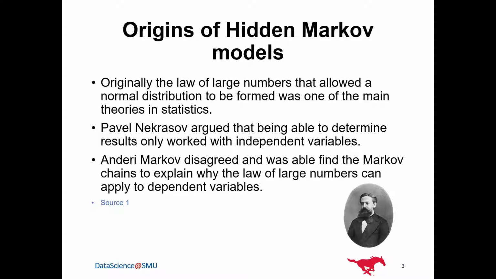So the origins of the hidden Markov model. Originally, the law of large numbers, which allowed a normal distribution to be formed, was one of the main theories in statistics. Pavel Nekrasov argued that being able to determine results only worked with independent variables. Andrei Markov disagreed and created the Markov chains to explain why the law of large numbers can also apply to dependent variables.